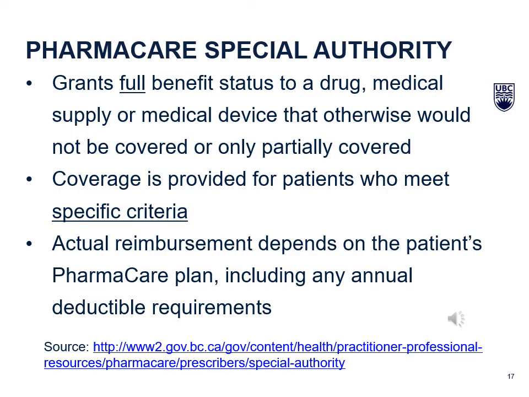As I mentioned before, some medications need a PharmaCare special authority in order to be covered. A PharmaCare special authority grants full benefit status to a drug, medical supply, or medical device that otherwise would not be covered or would only be partially covered. In order to be eligible for special authority, the patient needs to meet specific criteria. One thing to note is that patients with a special authority may not get their medications for free. Even if a patient has a special authority in place, they may still have to pay depending on their PharmaCare plan and whether they've reached their PharmaCare deductible or maximum.